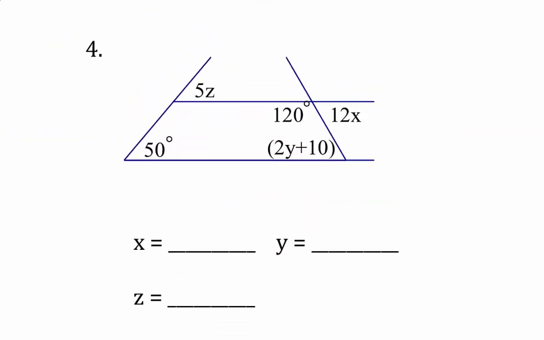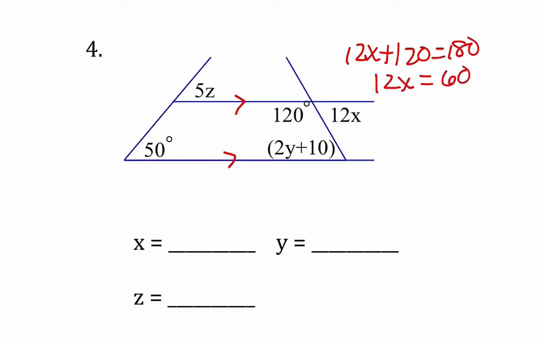Example number 4. Again, the two that should be parallel would be here. Lots of different relationships I could start with. What I notice right away is that 12x and 120, that's a linear pair. And I know linear pairs are supposed to add up to 180. So 12x plus 120 should be 180, which means 12x is going to equal 60 when I subtract the 120 from both sides, divide by 12, and I get that x is equal to 5.